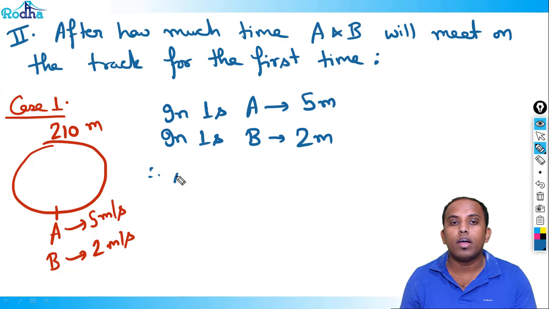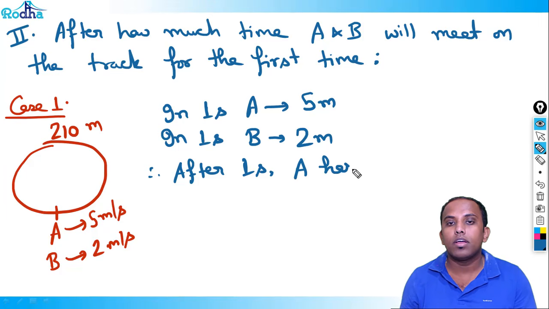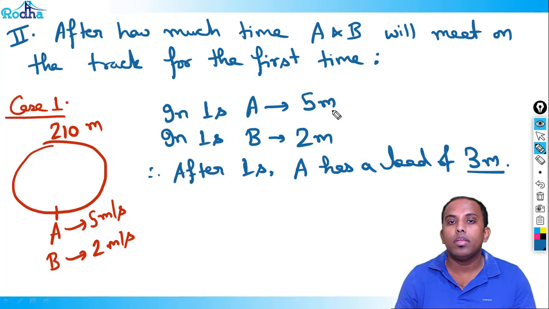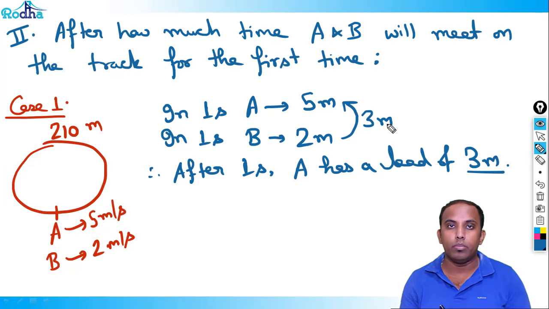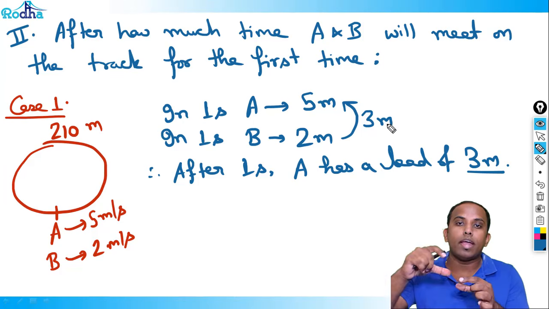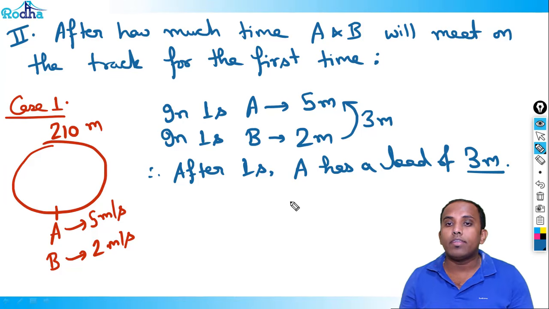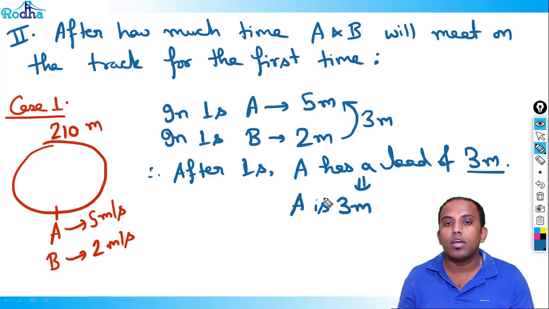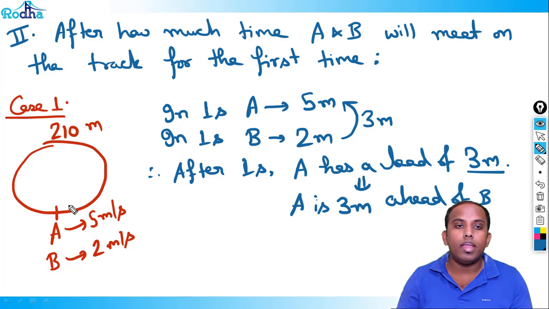So what I can say is that after 1 second, A has a lead of 3 meters. Okay, that means in 1 second A has covered 5 meters and in 1 second B has covered 2 meters, right? That means after 1 second A has a lead of 3 meters, right? So A has a lead of 3 meters, which means A is 3 meters ahead of B. A is 3 meters ahead of B, right? So let's say A is running, and let's say A has run 5 meters. A is here and at that time B is here only, right?